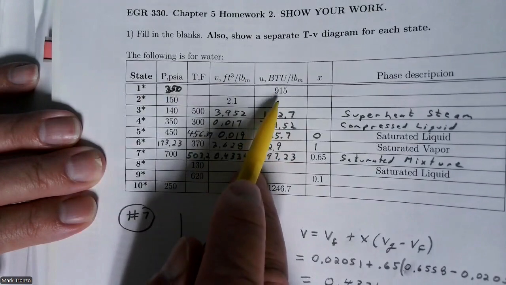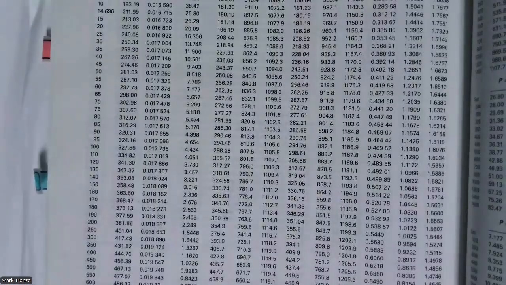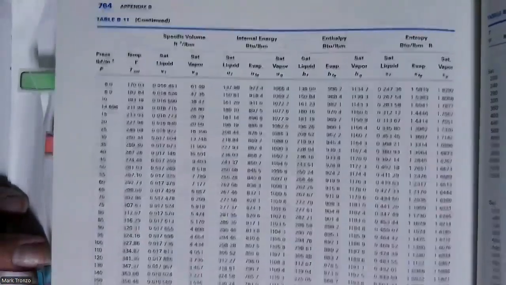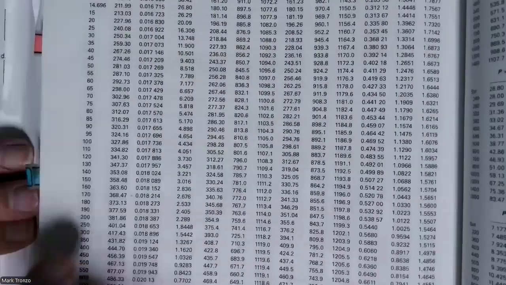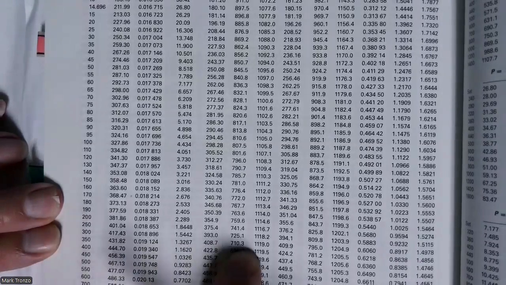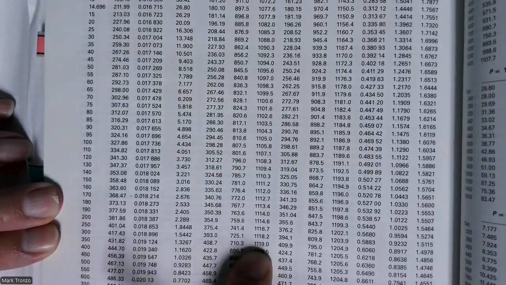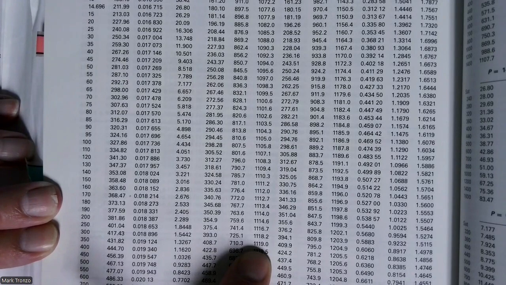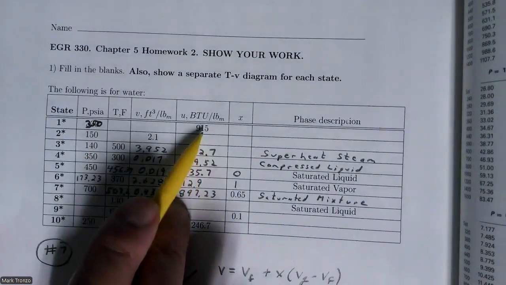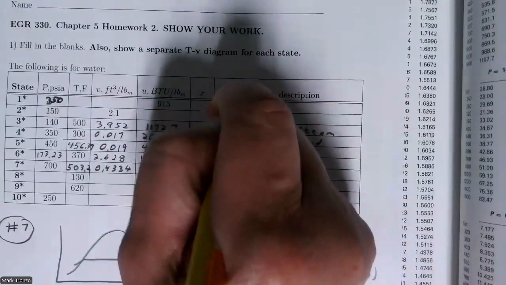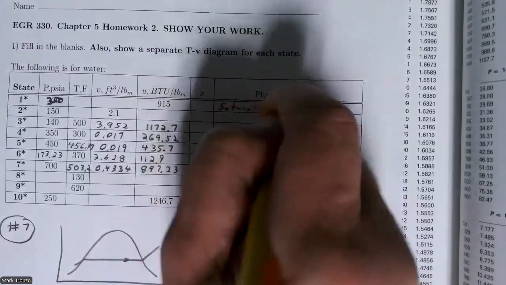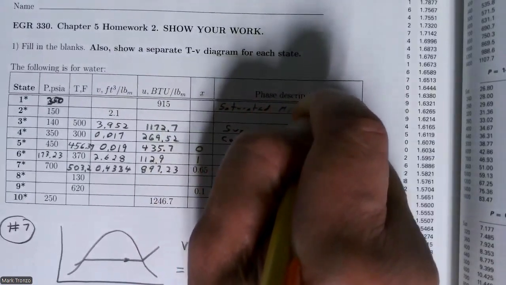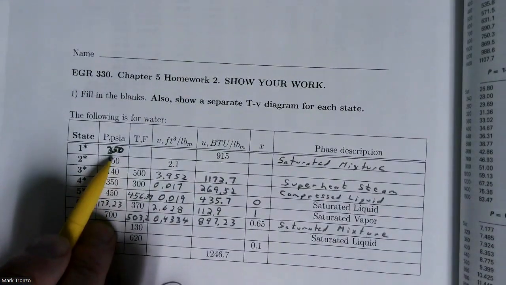And our internal energy is 915. So once again, let's look at the saturated mixture table at 350 psi. And if you go across and look over here, let's see what U of F is. U of F is 408, and U of G is 1119. Now, our value is somewhere in between those two. So we know that we're going to have a saturated mixture here. And again, we know we're at 350, so we're saturated mixture.